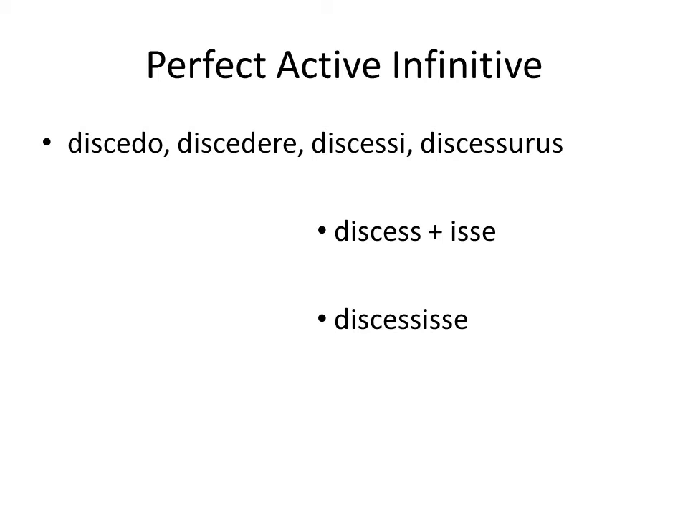How do we translate these? For this particular verb, to have departed, because discedo means depart. So discessisse means to have departed. And perfect active infinitives are always going to be translated to have something, whatever that verb means. The to, obviously the infinitive, and then the have gives us the perfect and the active part of it. To have departed.